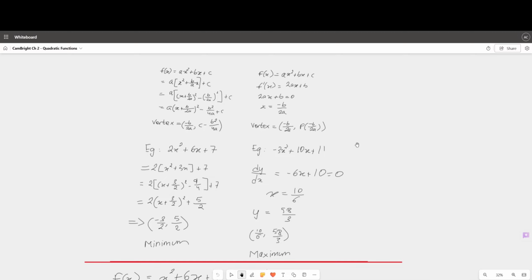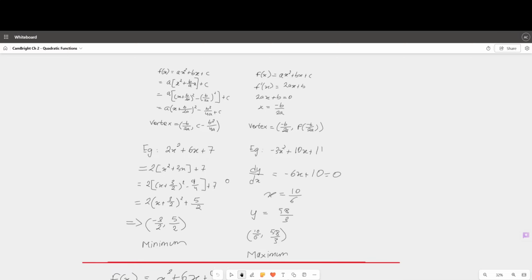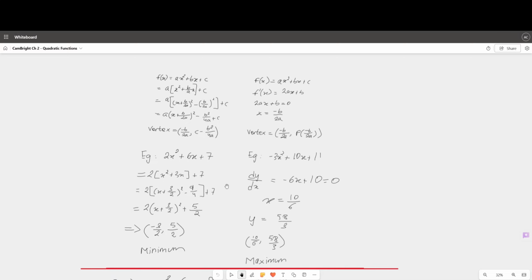So let's get started. The first thing mentioned in the syllabus is finding the vertex coordinates and whether it's a minimum or a maximum. It's a very simple way of determining this: minimums have the coefficient of x squared being positive, and maximums have the coefficient of x squared being negative.